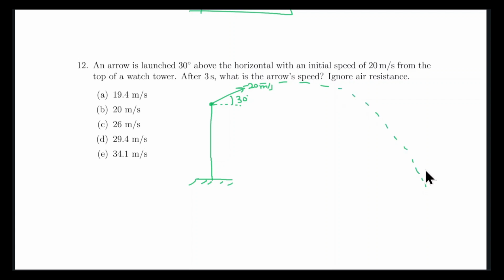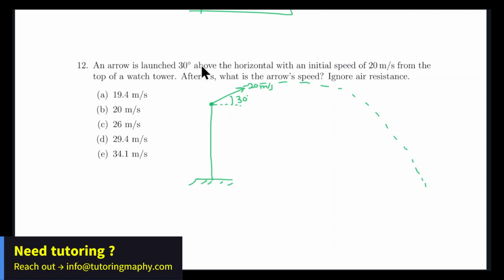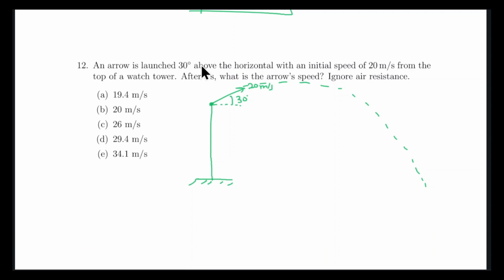Be careful when they say arrow speed. First, you have to find the horizontal and vertical components of the velocity, then take both into consideration to find the speed, right? That's what I wanted to say.